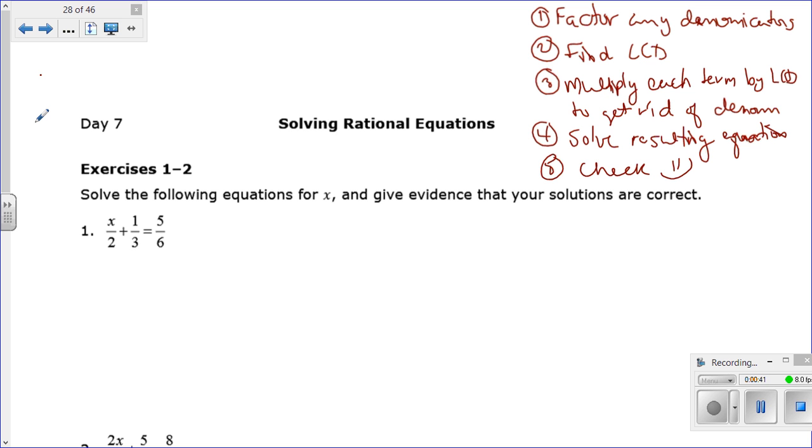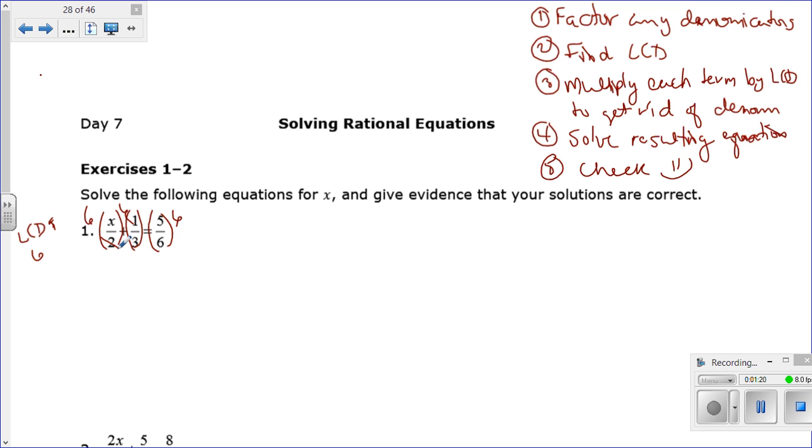So for the first problem, I have to solve the following equations for x and give evidence that your solutions are correct. That's your checking. So for number 1, x over 2 plus 1 over 3 equals 5 over 6. So my LCD is going to be 6 because the smallest number that 2, 3, and 6 go into is 6. So I'm going to multiply every term by 6.